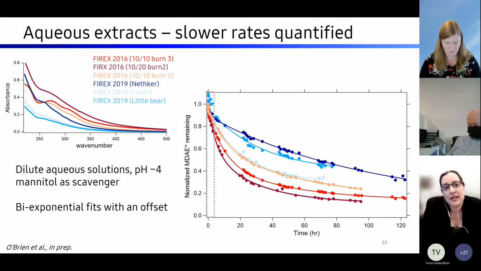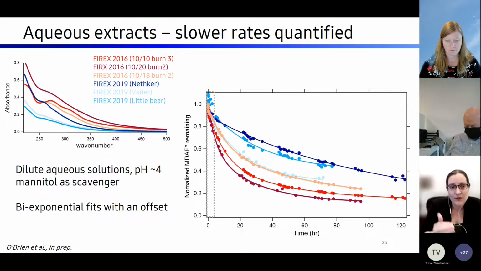So looking at these aqueous extracts, this is a set of samples that we have. In red, I have the FireX 2016, and in blue, I have the samples from FireX 2019. Up on the upper left, you can see our starting conditions, and you can see that we have some features, some humps in those spectra, which is strongly suggesting that we are going to have these types of shifts occurring in these samples that necessitate this type of analysis.